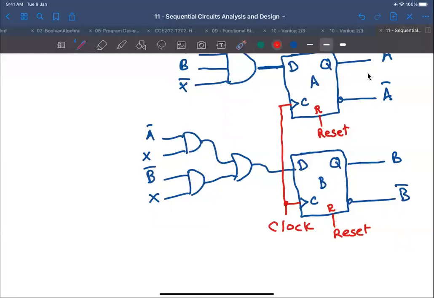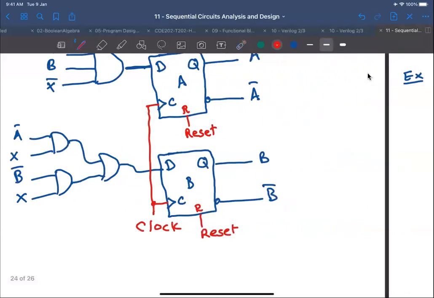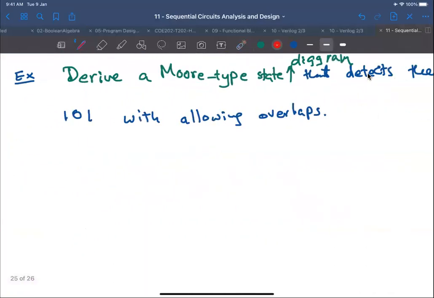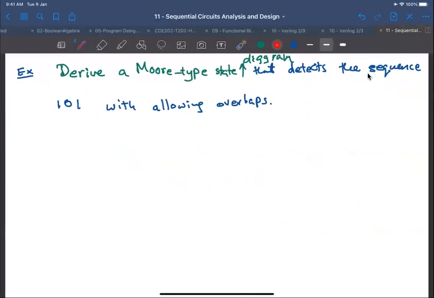All right, so now I'm not going to go over the whole problem, but I'm going to derive a Moore type state diagram that detects the same sequence, with allowing overlap.